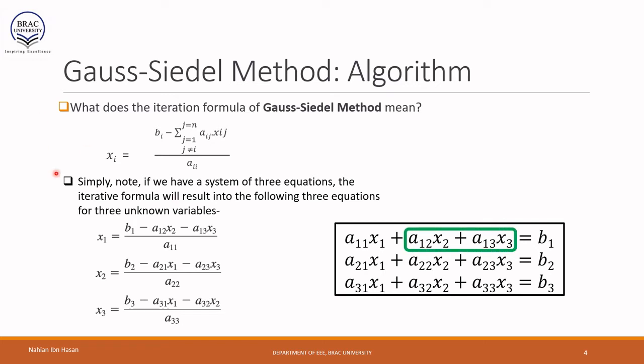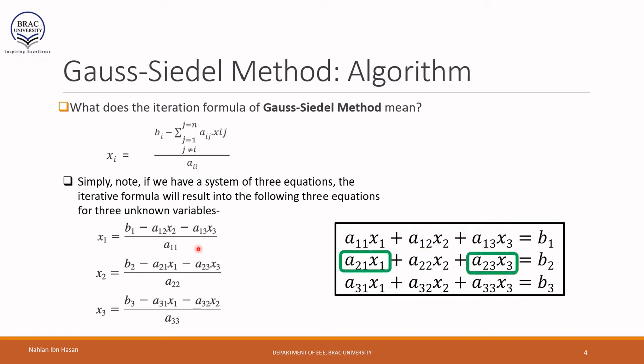So look at this. In the first equation, we are given the second and the third term, a12x2 plus a13x3, and the first coefficient is a11. If we just move these two terms, a12x2 plus a13x3, to the right hand side of the equation, then we would get b1 minus these two terms, and we divide this whole term by the coefficient a11, and that's how we get x1. So that is very straightforward. That's the main algebraic manipulation.